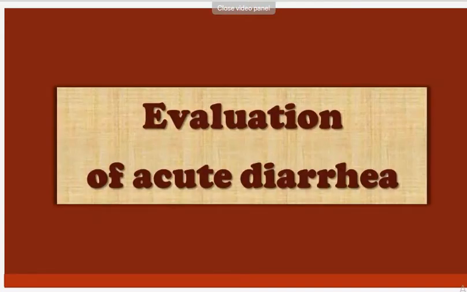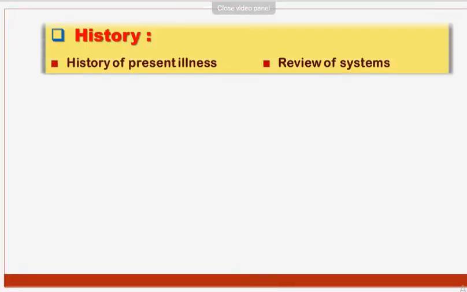So how do we evaluate the patient with acute diarrhea? Clinically, we have the history. In history, we have to focus on the history of present illness. And we should cover all the questions about diarrhea, about its quality, its frequency, the duration, the consistency of the stool, and about the presence of other GI manifestations.